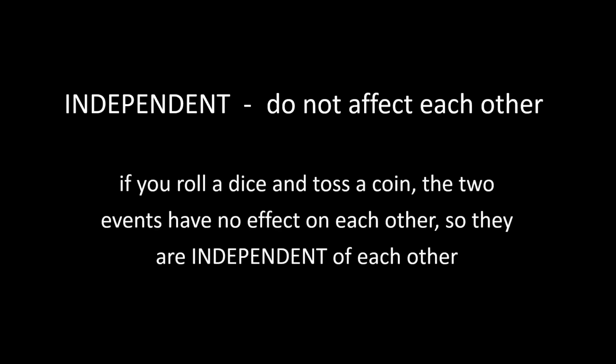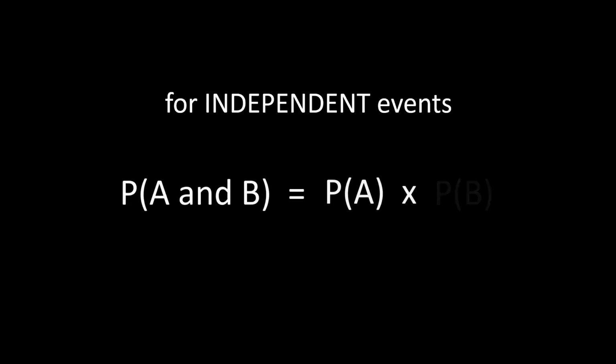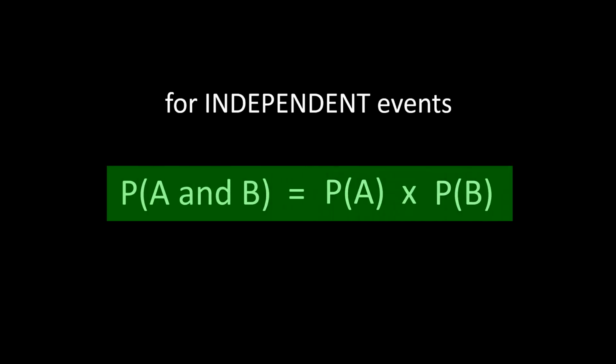But for that to hold true, the events must be independent. So that means they don't affect each other. So if you roll a dice and toss a coin, the two events have no effect on each other at all. So they are independent events. So we can say for independent events, probability of A and B is the probability of A times the probability of B. And that's it really.